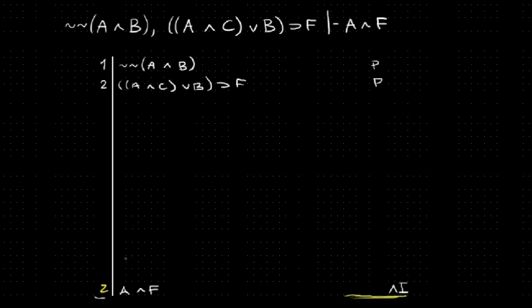Where would we have gotten this from? Well, we would have needed A and F. So we'll label those lines X and Y, and we'll say that we inferred A and F, the conjunction of A and F, from A on line X and F on line Y.